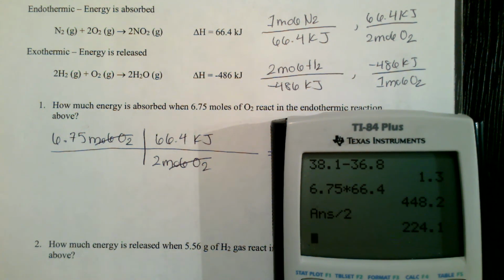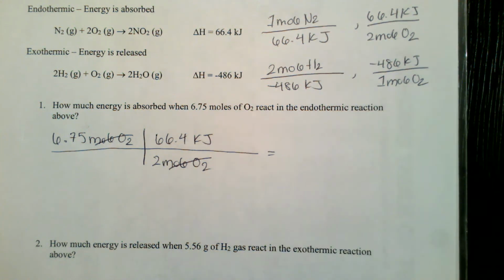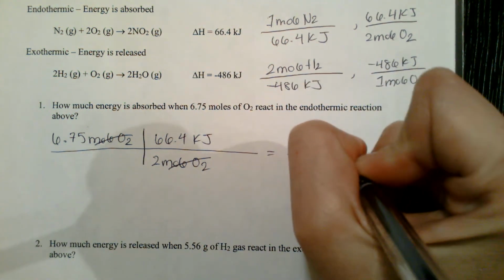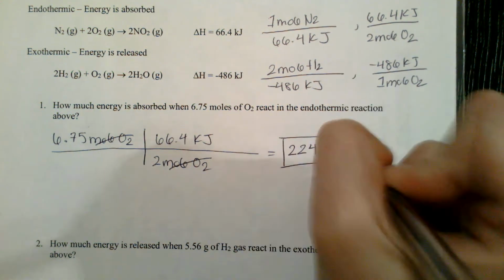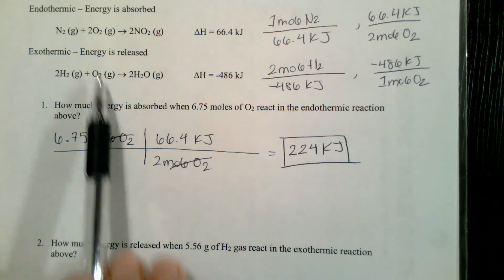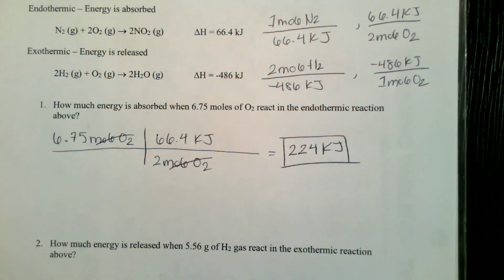So 224.1, 3 sig figs, we'll call it 224. So 224 kilojoules of energy would be required to react 6.75 moles of O2 in that reaction above.